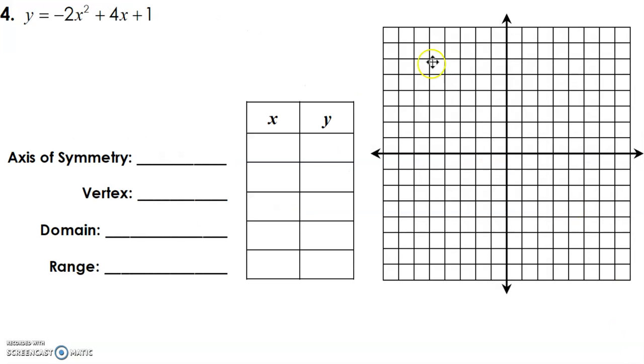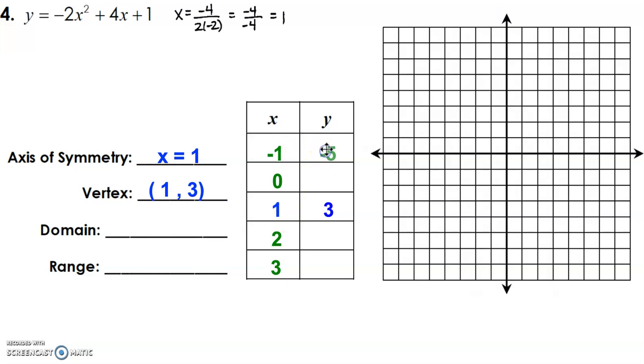Our next example, when I find that axis of symmetry, our axis of symmetry is positive 1, which means the x value of my vertex is 1. When I plug 1 back in for x, I get a y value of 3. That means my vertex point is 1, 3. Points on either side of that, so 1 less is 0, and then negative 1. On the other side, I'd have a positive 2, positive 3.